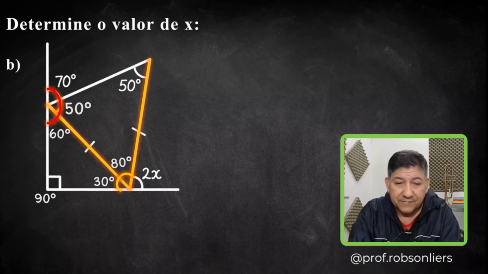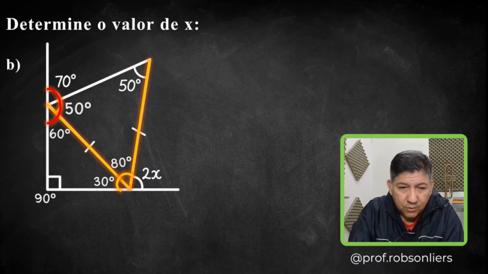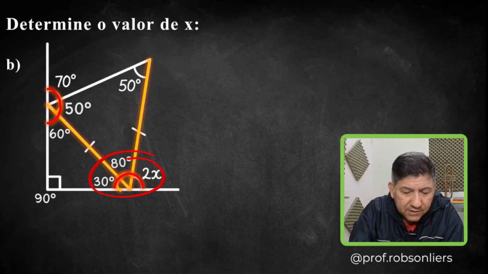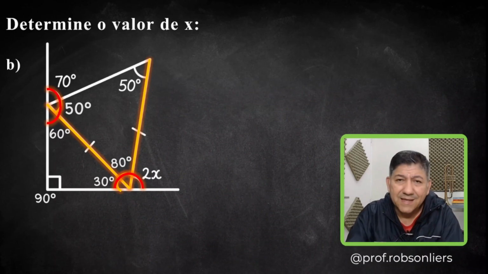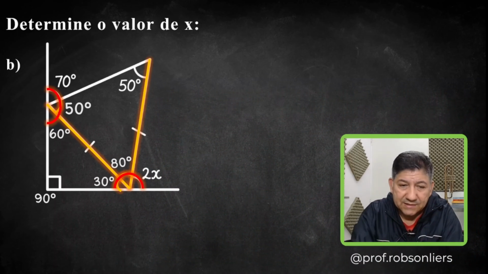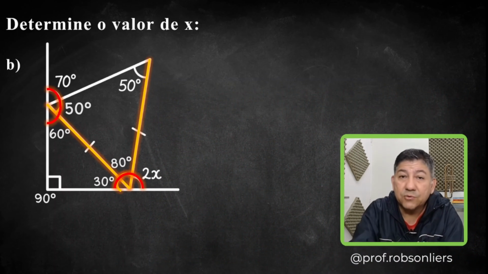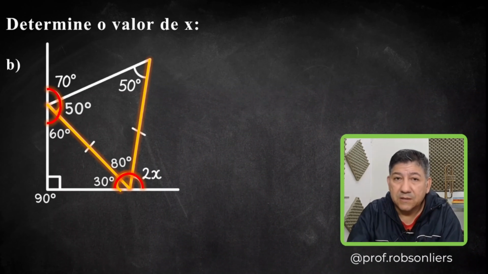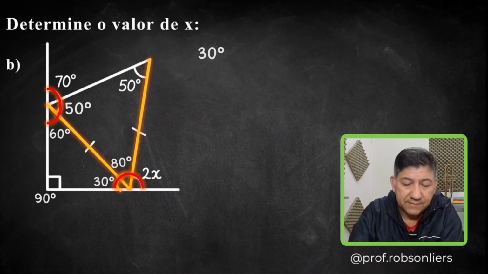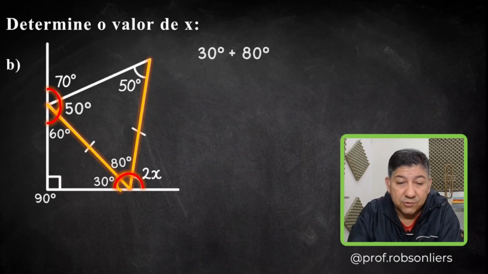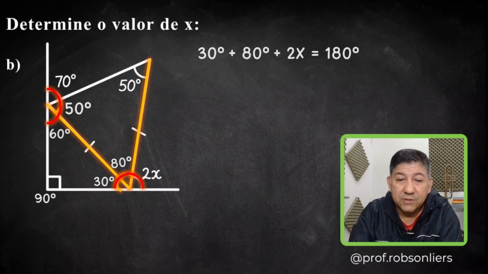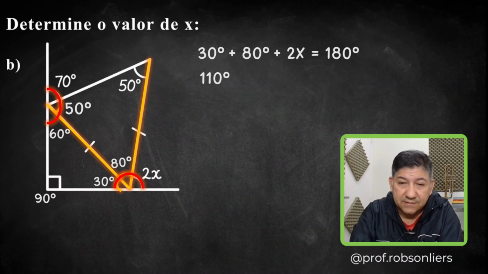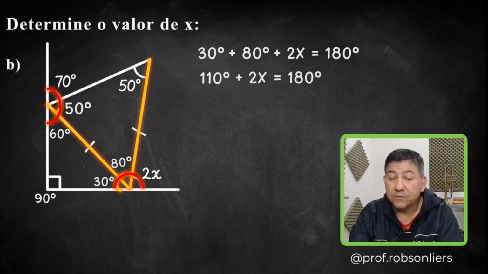Now let's go. We want to find the value of x. Looking at this angle here, C, which I marked in red again, we also have a straight angle. This straight angle is half of a circle, which is 180 degrees. In other words, if we add 30 plus 80 plus 2x, it has to equal 180 degrees. So shall we do that? Here, 30 degrees plus 80 degrees plus 2x has to equal 180 degrees. 30 plus 80 is equal to 110, so 110 plus 2x is 180 degrees.